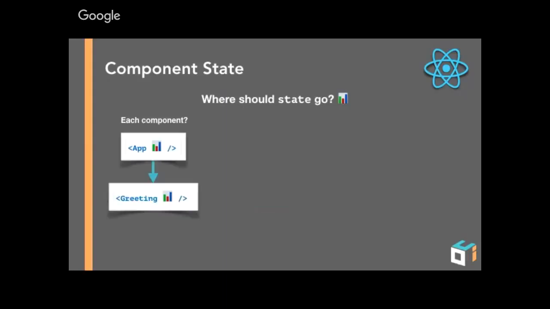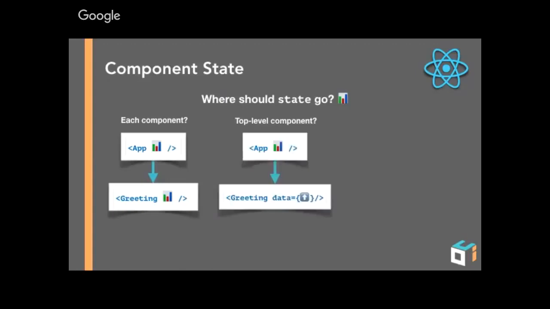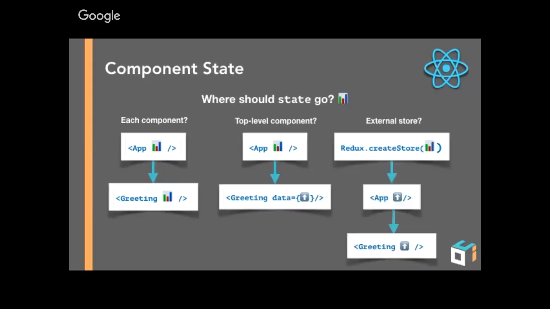There's a lot of different options. Like I said, each component can have its own state. You can store state in a top-level component and just pass down the portions of it that are necessary to your children components through props. And then you can also externalize your state entirely and use a library such as Redux. That will take the state completely out of your application into what we call a store. And then there's an API to allow your components to connect to that store and pull out just the parts of state that they need.